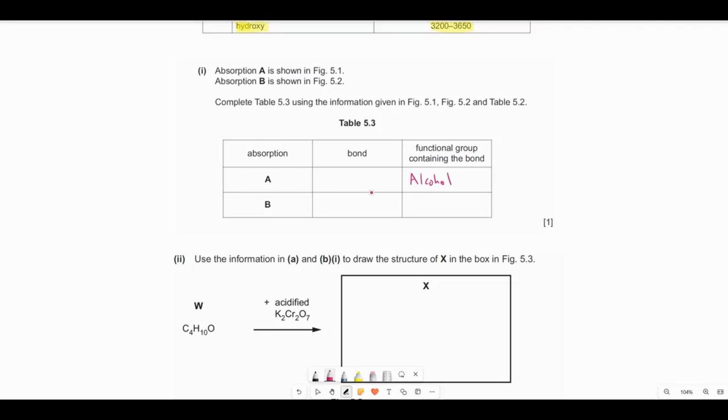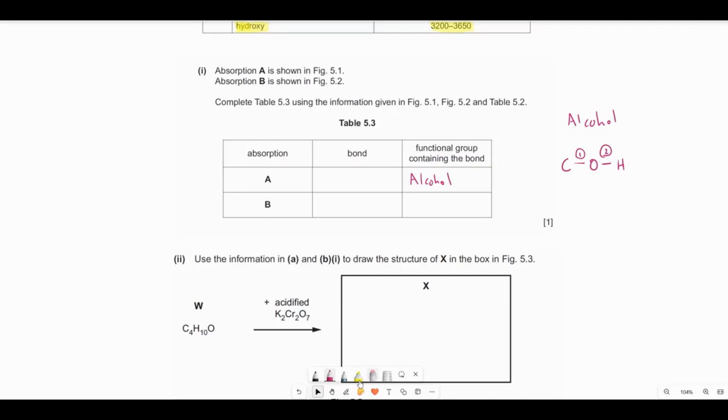And what bond is in the alcohol? What is the bond responsible? Here's where you got to be careful. Don't just put anything here, because alcohols do have technically two bonds. In an alcohol, there's going to be the bond between the carbon and the oxygen. So that's bond number 1. And then there's going to be the bond between the oxygen and the hydrogen. That's bond number 2. So there are two bonds to choose from here.